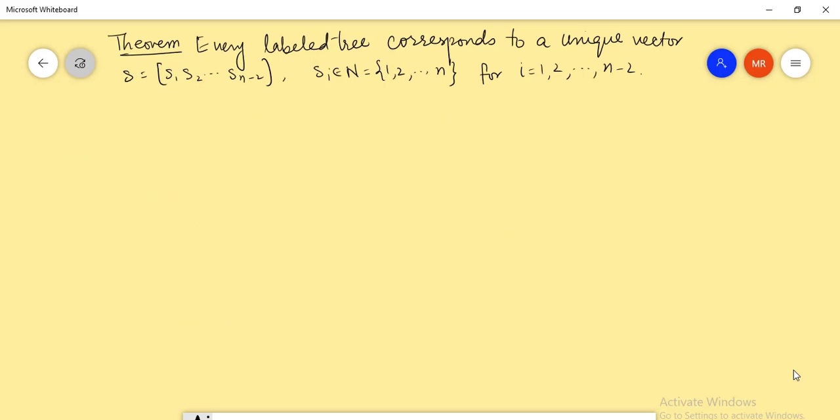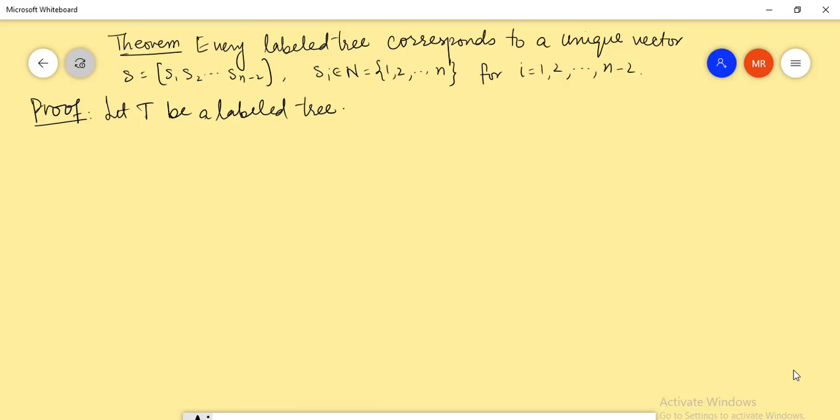And we have this very interesting theorem. It says that every labeled tree corresponds to a unique vector S with components S1, S2 up to S(n minus 2), where Si is in this set for each i from 1 up to n minus 2. So, to prove this, we consider a labeled tree. So let T be a labeled tree.